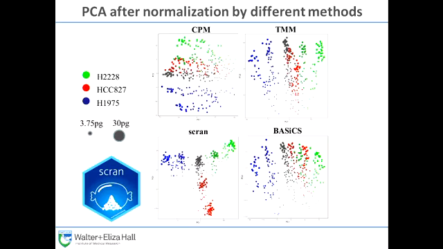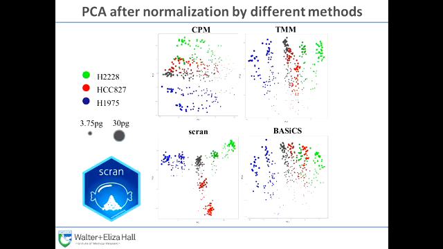TMM is like SCRAN. Building on CPM, the idea with TMM is that instead of just dividing each cell by the total counts observed for the cell, you find a scaling factor that does a better job of the normalization, taking into account some of the other issues that arise. I won't describe them in detail now, just for time, but I'll leave you to explore that at your will.